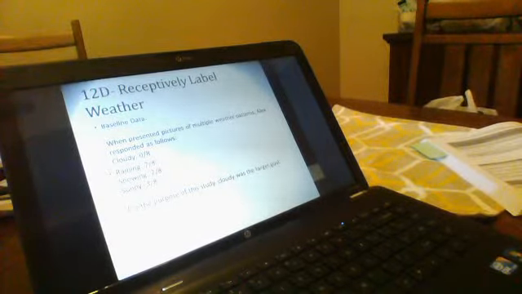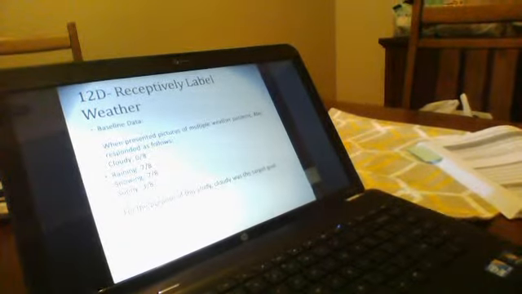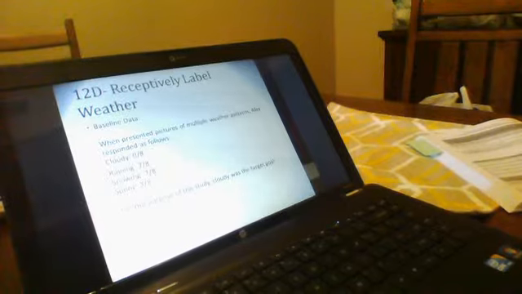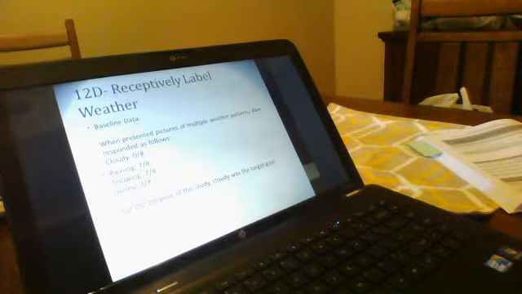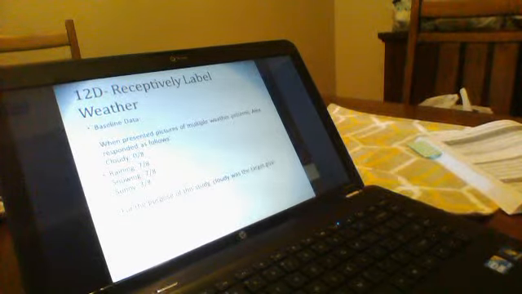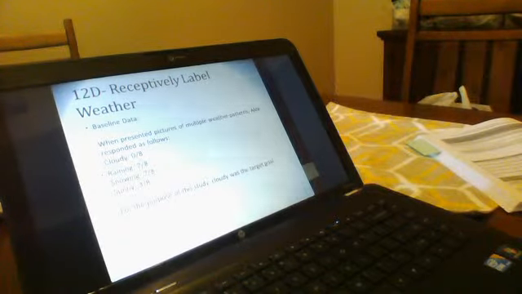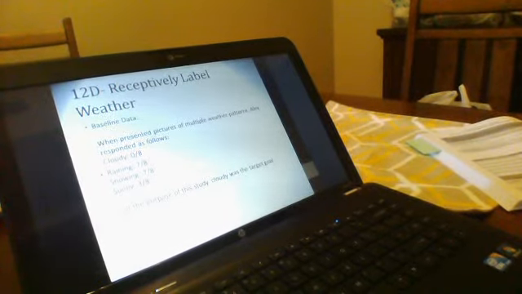The next program that was done was 12D, receptively label weather. The baseline data was as follows. Cloudy, he received 0 out of 8. Raining, he received 7 out of 8. Snowing, he received 7 out of 8 correct. And sunny, he received 3 out of 8 correct. And for the purpose of the intervention phase, cloudy was the target goal.